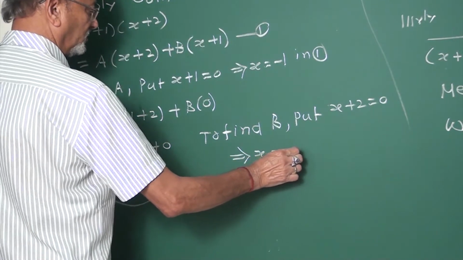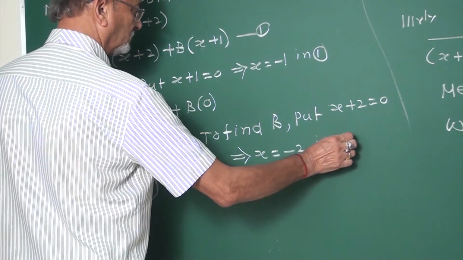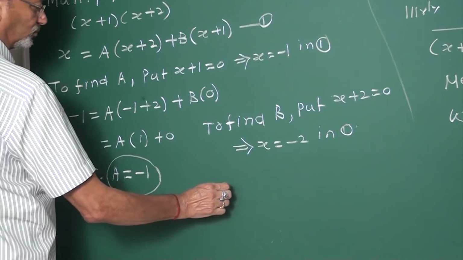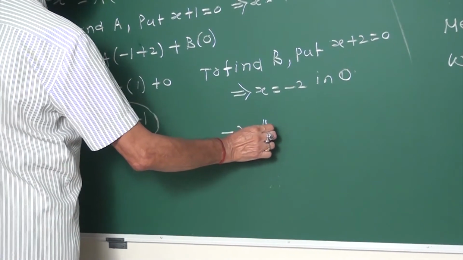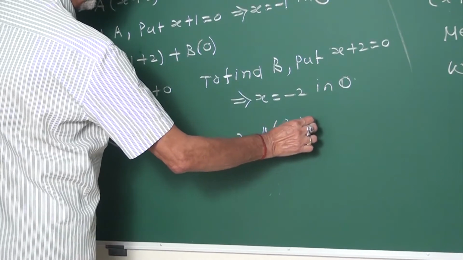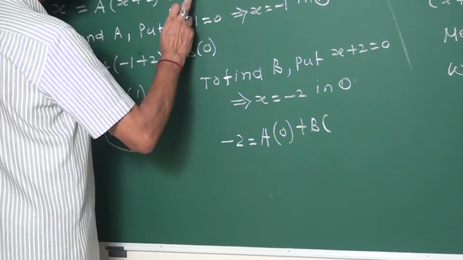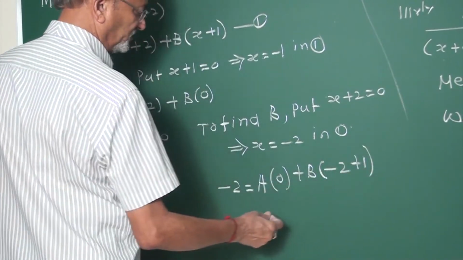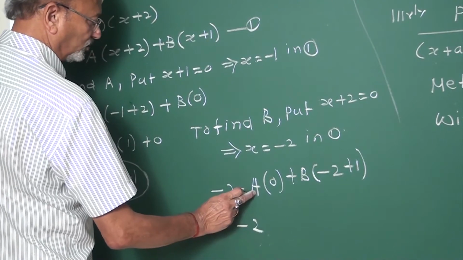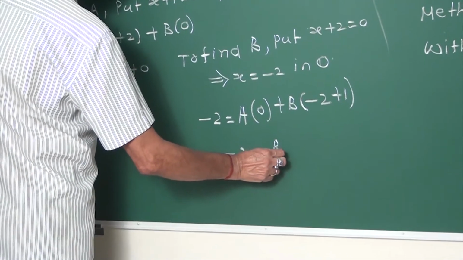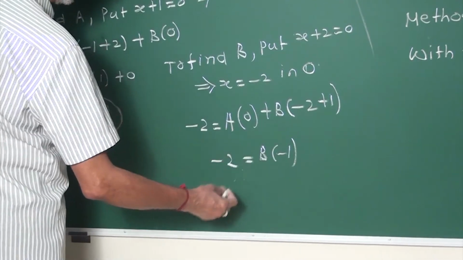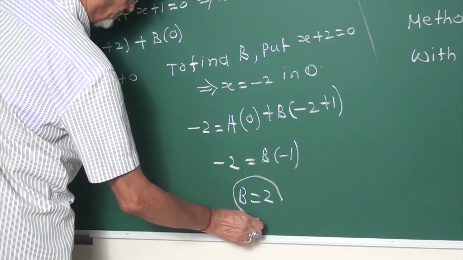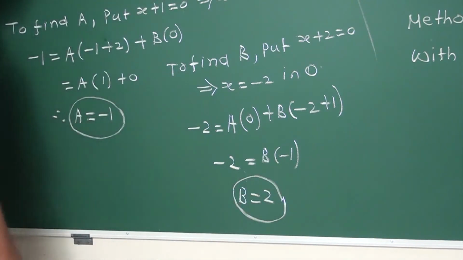The value of x is minus 2, where you are putting it in 1. This is a into 0, plus b into, what is the value of x here? Minus 2. x is minus 2 plus 1. Simplify. Minus 2 equal to, this is 0. b into, what is it? Minus 1. Minus upon minus is plus. So the value of b is 2.